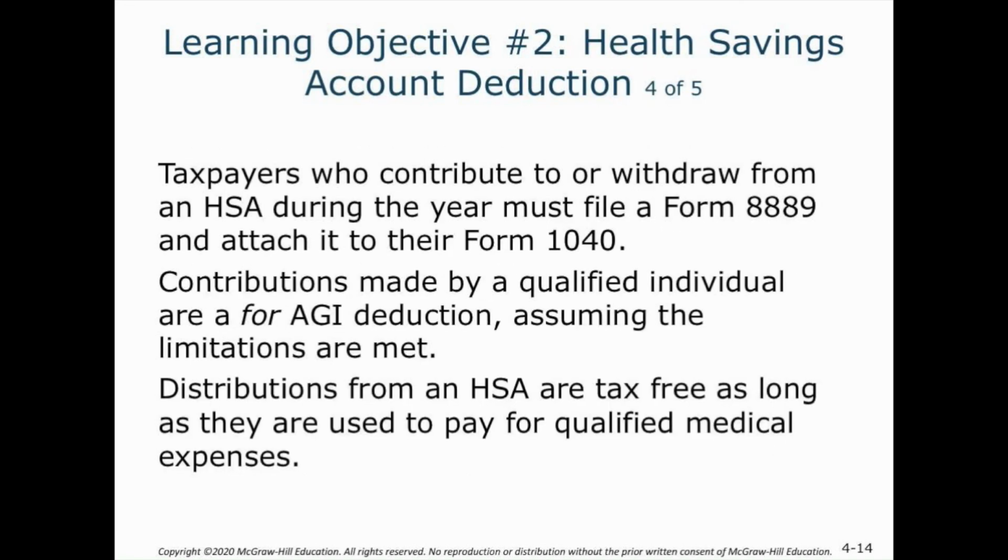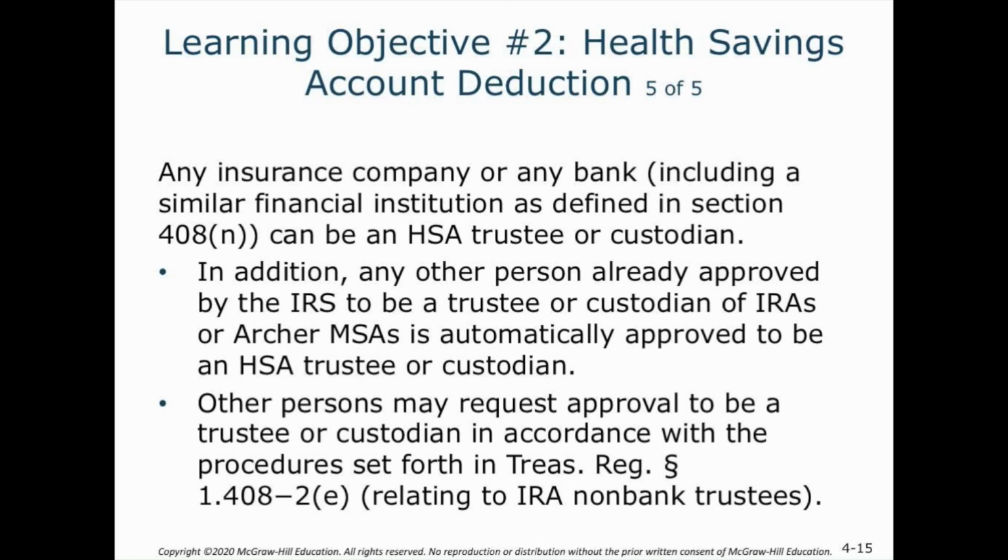Now, the taxpayers who contribute are going to use the Form 8889 for either the contribution or the withdrawal. And as mentioned earlier, the contribution made is going to be a for-AGI deduction. So assuming that the limitations are met, it's going to be prior to any taxes taken out. And then the distributions, which is the key to the HSA, are going to be tax-free as well, as long as they're used to pay for those qualified medical expenses. So this is going to be extremely beneficial for that tax filer. And then any insurance company or bank can be the HSA trustee. So this is going to be the individual that's going to be overseeing or being the custodian, essentially, of those monies.